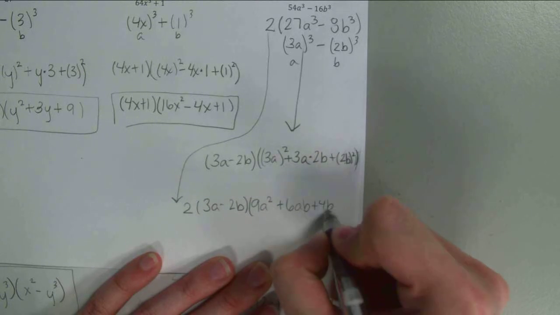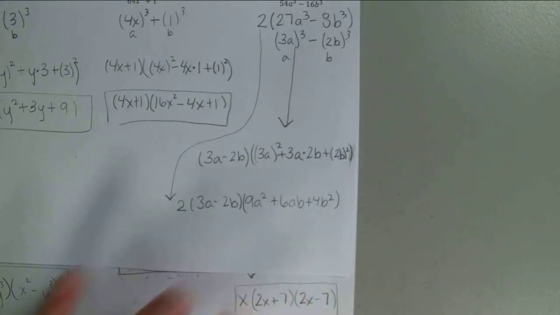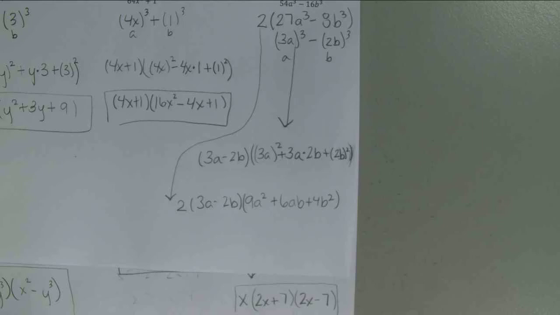Can you get all that? I know there's a lot going on there, okay? So the 2 is what we took out in the very beginning. 3A minus 2B were our individual A's and B's, so we left them alone. A squared was 3A squared, so we had to square both the 3 to get the 9 and the A to get the A squared. Then we had to take the product 3A times 2B, take 3 times 2 to get 6, A times B to get AB. And then we had to square B, but B was 2B, so we had to square the 2 to get 4, and the B to get B squared.